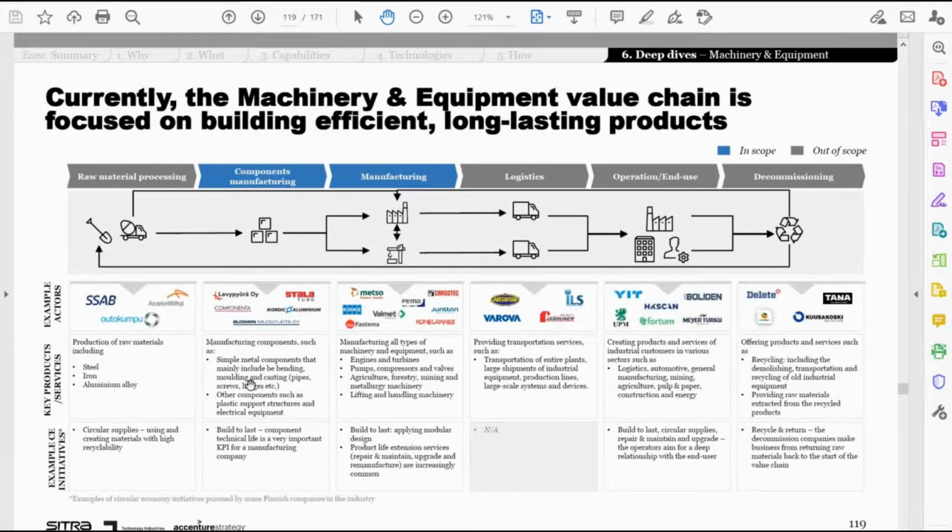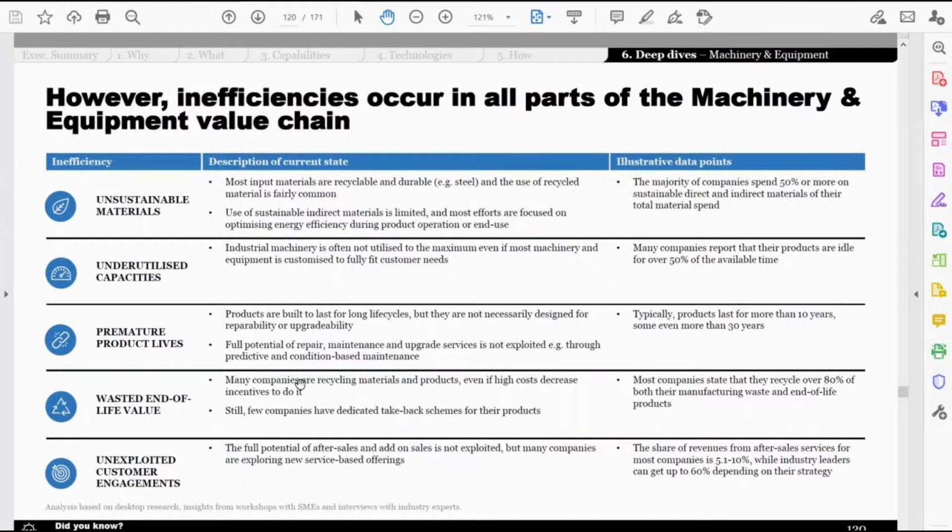And here especially what they did, they looked at different examples, and you can recognize here basically the value chain and the circular approaches. They looked at examples, good examples. They looked at the key products and services, an example of what some companies already do in terms of circular aspects, and then they made a detailed approach.